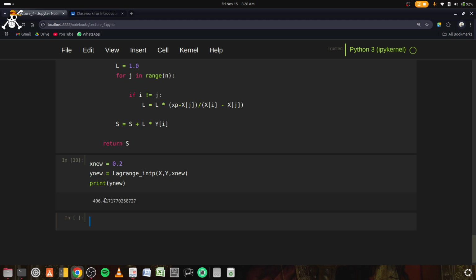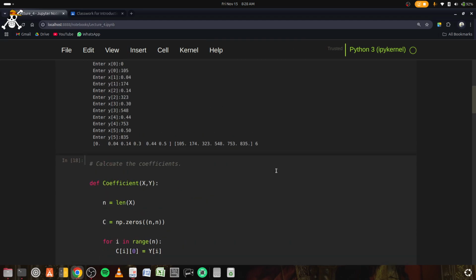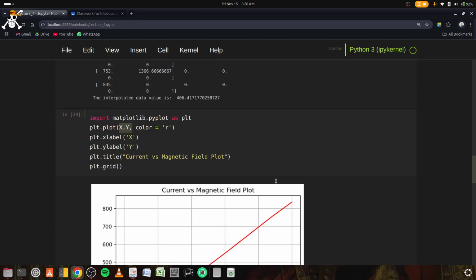So at the current 0.2 we get the magnetic field as 406 Gauss. So Newton's method and Lagrange's method are actually giving you the same result. For this case, Newton's divided difference method and the Lagrange's functions are giving you exactly the same result. So they are very accurate and they are doing their job very well, right? So this is how you do the interpolation. This is Newton's method and this is Lagrange's method.